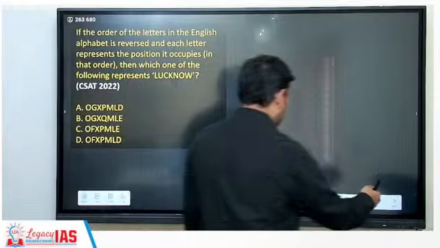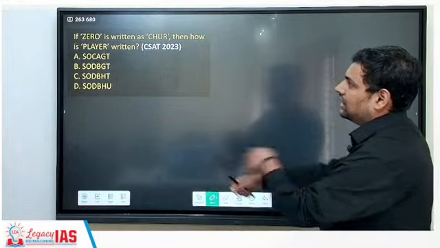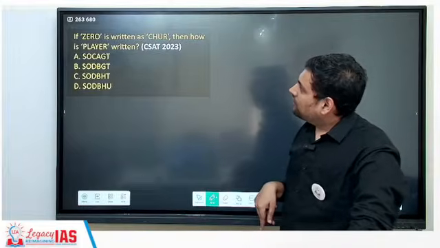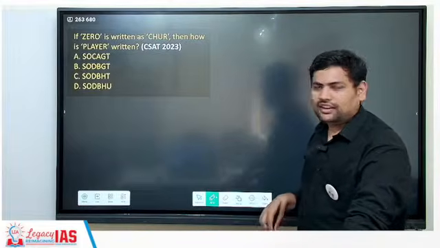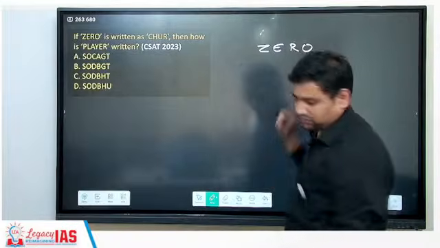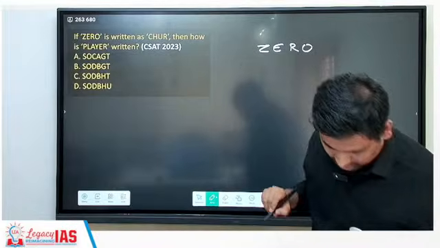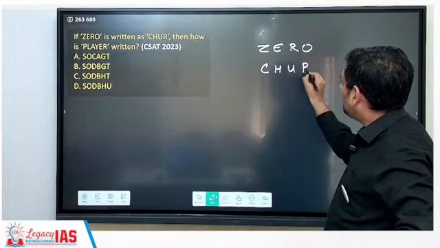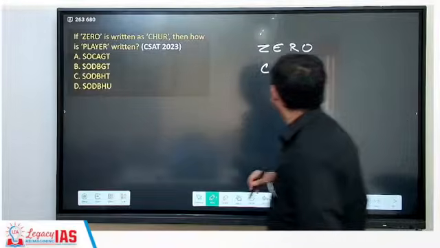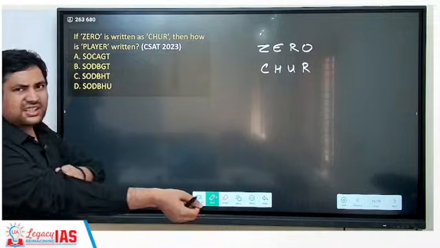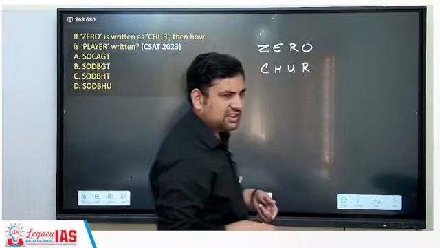Okay, this is the same. Now it says if 0 is written as CHUR, then how is PLAYER written? Okay, now let's see this. So this is 0. 0 is written as CHUR. Now what might be the pattern here? Now Z is written as C. Isn't this after Z?